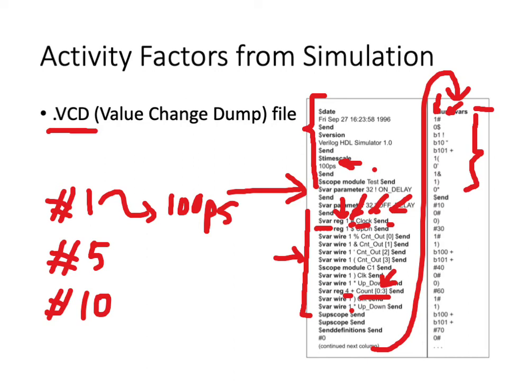If you look for the hash symbol, the hash symbol is actually the symbol for clock. The initial value is 1. We look for the dollar symbol. The dollar symbol is actually the up down signal here, and the initial value is 0. We look for the exclamation symbol. The exclamation symbol, where is it?